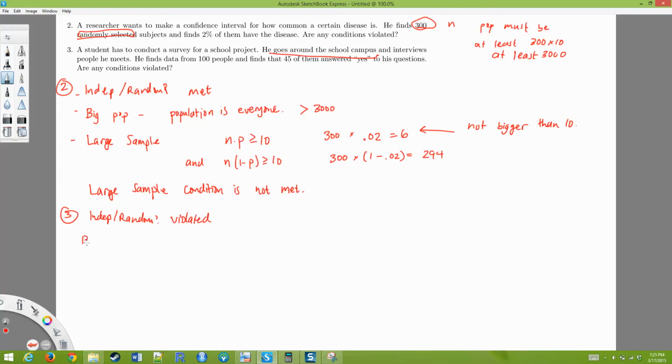Okay, big population. We don't know. He finds 100 people, so the school has to have at least 1,000, and it doesn't say. So this is unknown.